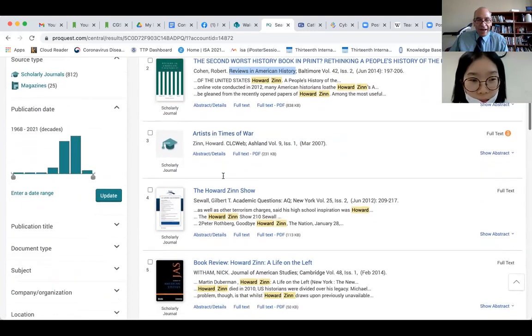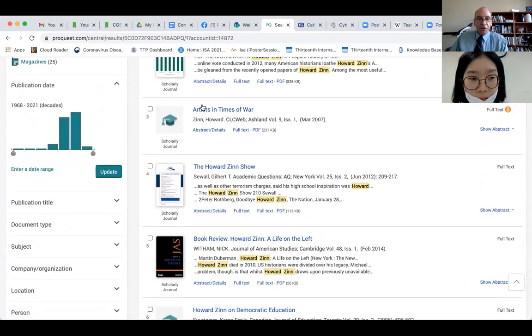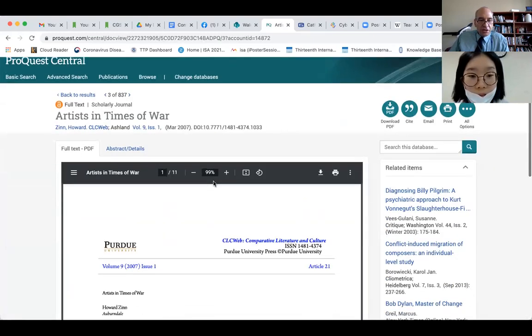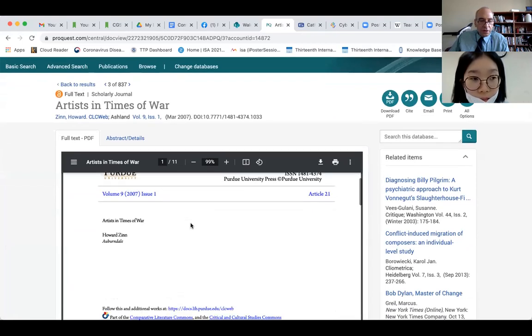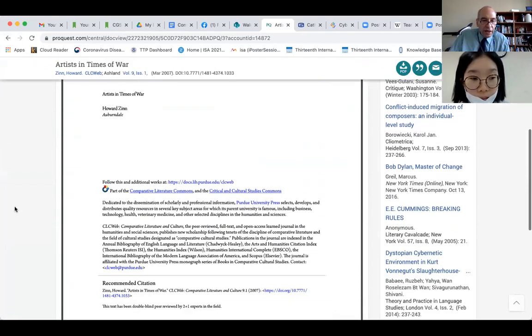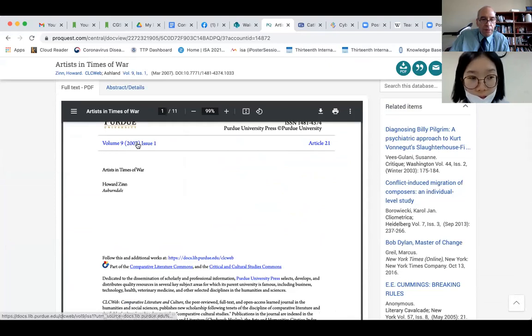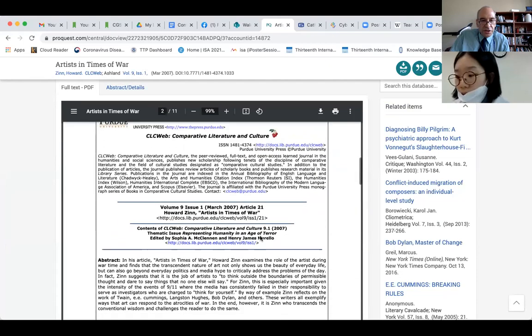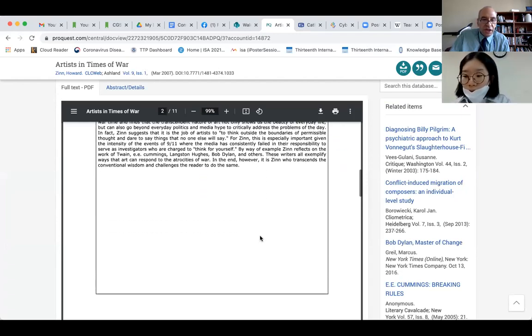"Artist in Time." Wow, this is an article by Howard Zinn. It's from 2007. Let's click and see what Howard Zinn wrote here. This is one of his articles, not his book, published three years before he died in 2010. There's a role of artists. Well, this looks interesting. I have to check this out.